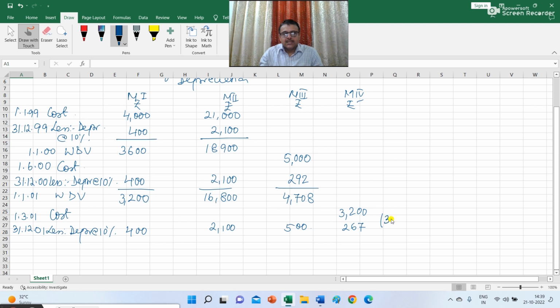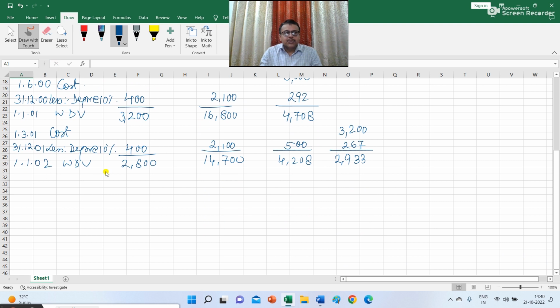This is calculated as 3,200, multiply it with 10% and multiply it with 10 by 12, as 10-month depreciation is charged on M4. So the written down value of the machines on 1st January 2002 is 2,800, 14,700, 4,208, 2,933.